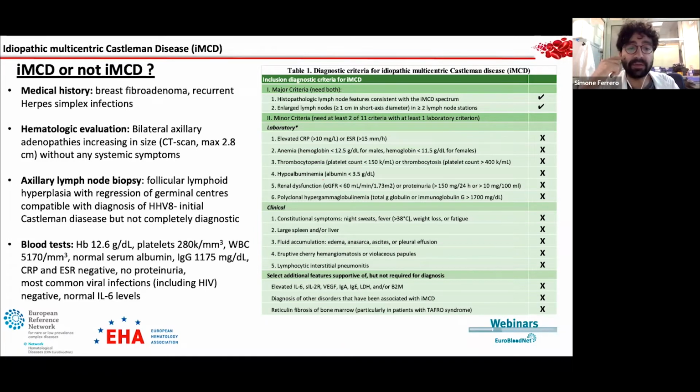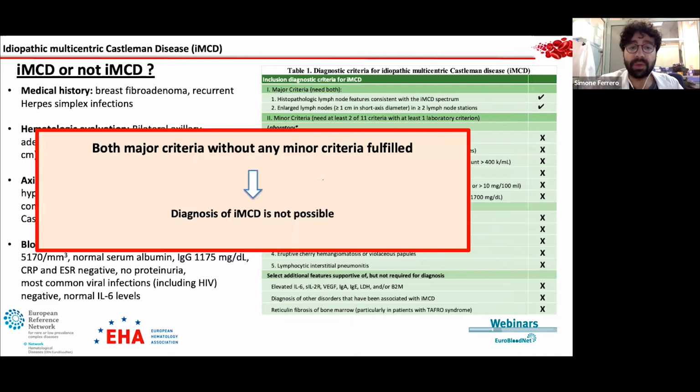However, blood tests were all normal, no viral infection, no renal impairment, normal interleukin-6 levels. So, as you can see on the right, this girl has the 2 major criteria, but no minor criteria. And so, diagnosis of iMCD in this case was not possible.